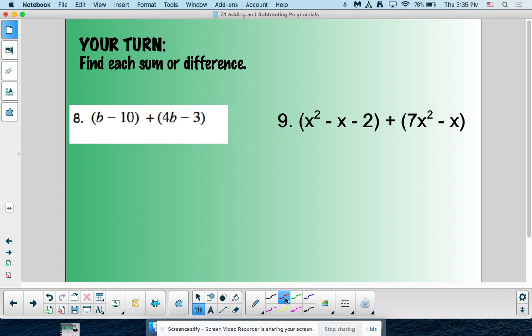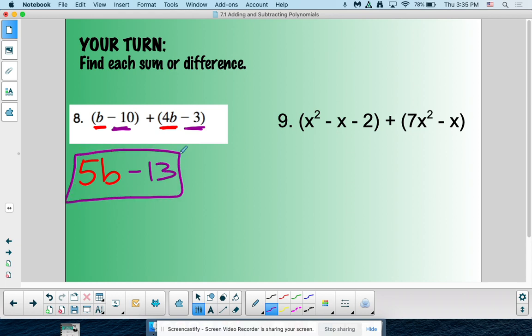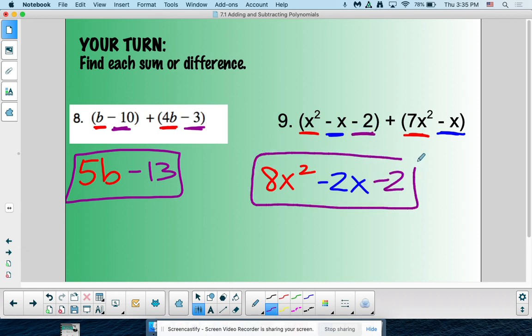On this one, we're just adding, so I can keep my symbols the same. 1b plus 4 gives me 5b. -10 minus 3 more is -13. Done. All right, another adding one. Our signs stay the same, so we just have to combine. 1x squared plus 7 more gives me a total of 8x squared. -x minus 1 more gives me -2x. And then our -2 doesn't have a buddy, so it just stays -2. Boom.